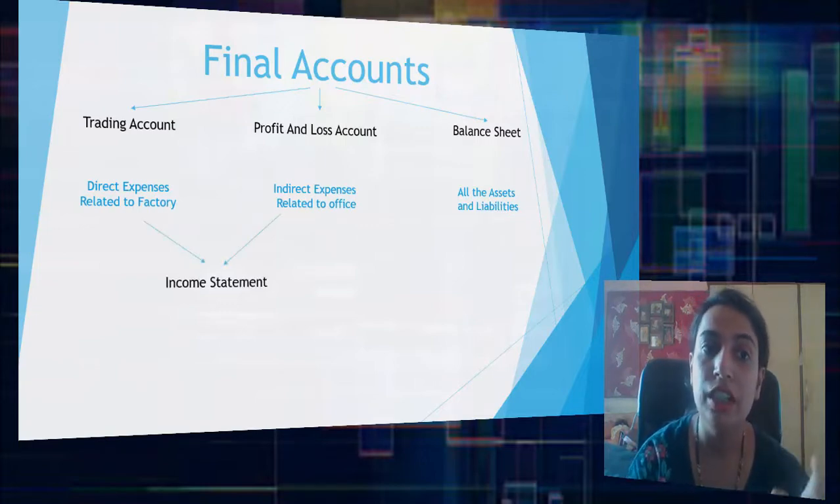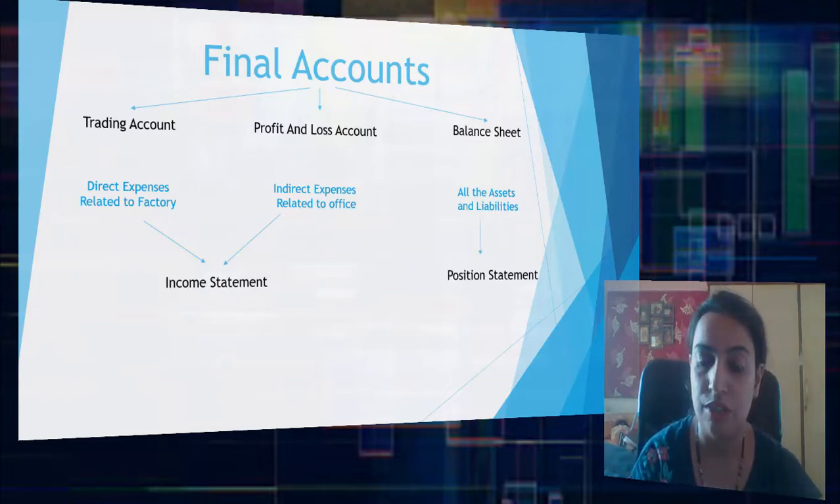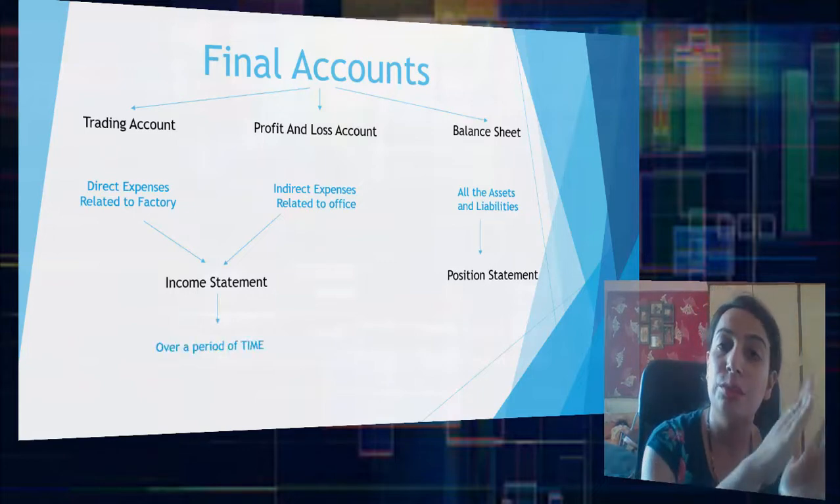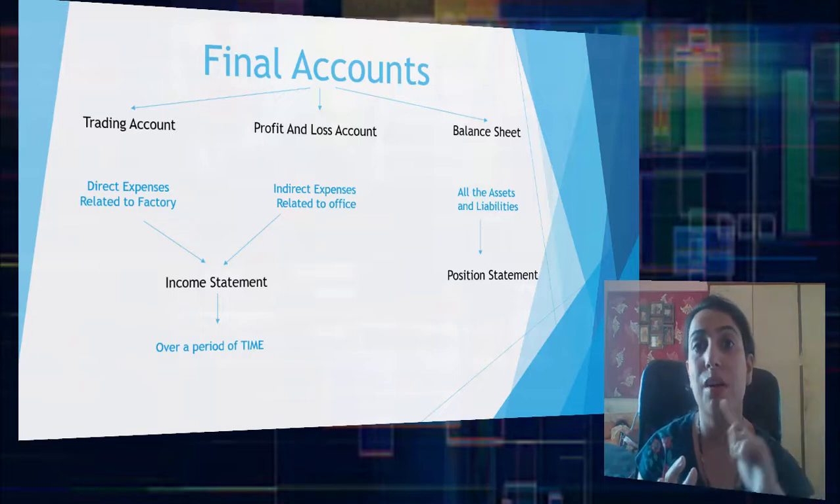Now, moving ahead, trading account and P&L account are also called the income statement, and your balance sheet is called the position statement. Income statement means that it is prepared over a period of time, because your production is going to take place around the year.